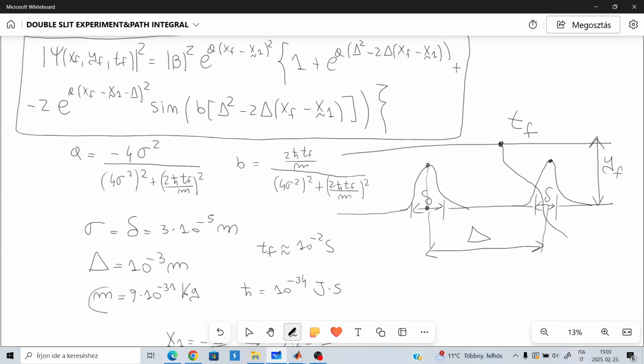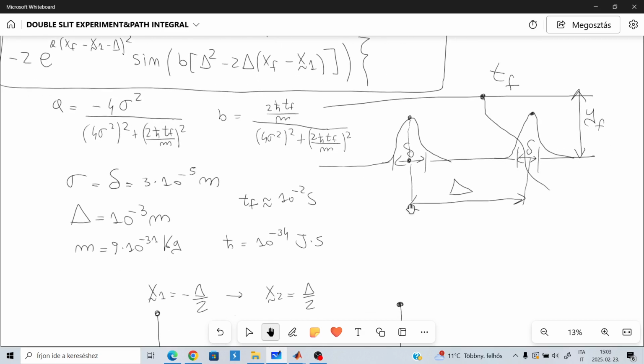Then we chose the mass of the particle, and if you recall, we chose it to be the mass of the electron, so 9 times 10 to the minus 31 kilograms. Then we have the reduced Planck constant, which is the usual very small value, 10 to the minus 34 joule seconds.